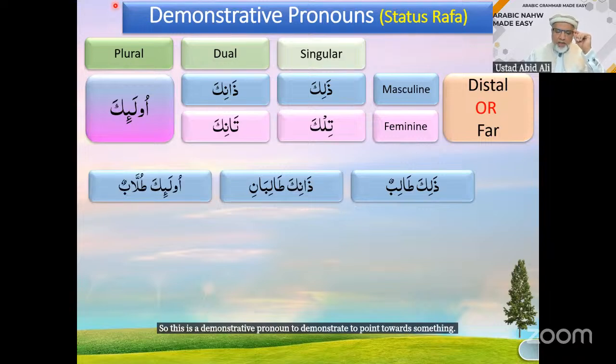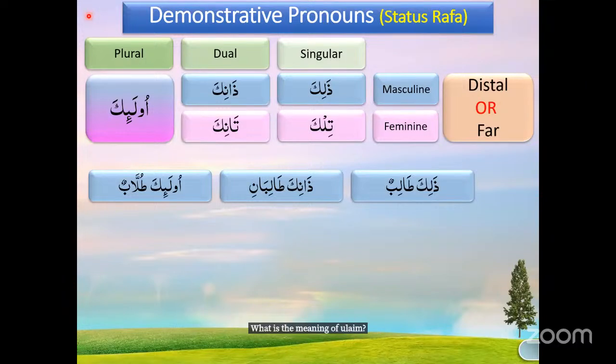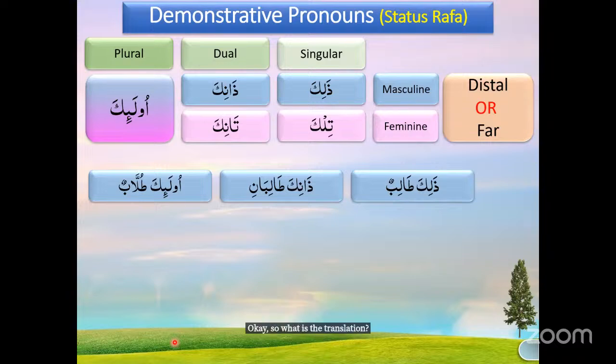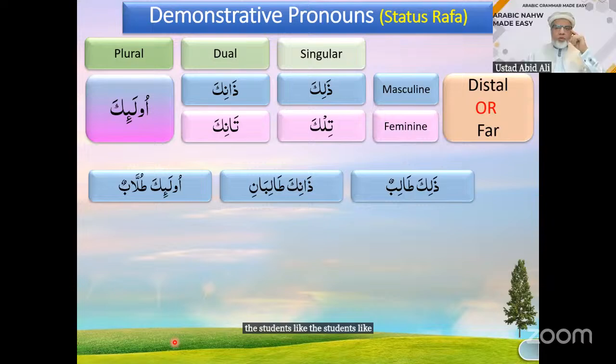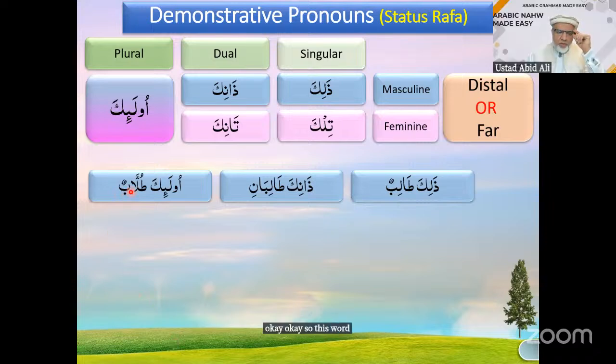Ulaika tulabun. Brother Falak, what is the meaning of ulaika tulabun? Ulaika is for the distance. So what is the translation? Those are the students. Those are students, male or female? Male.